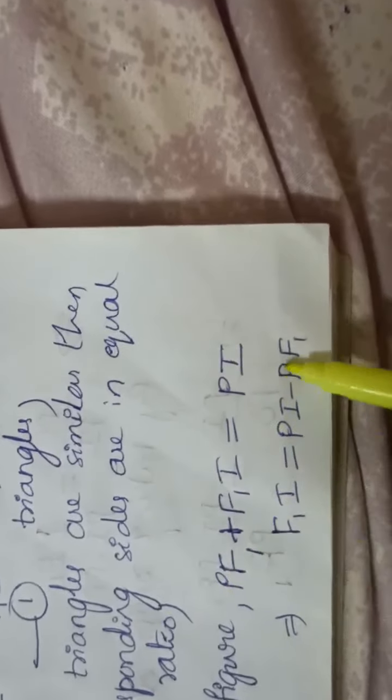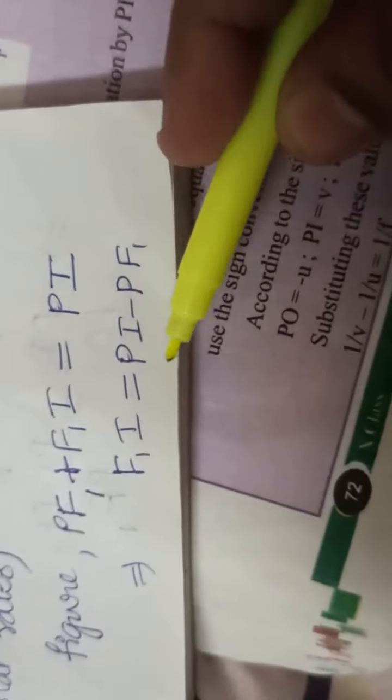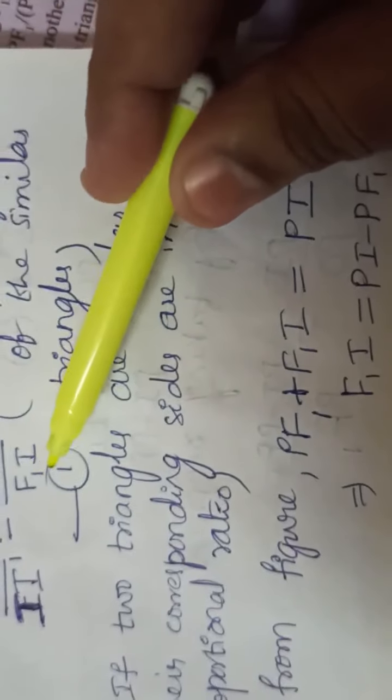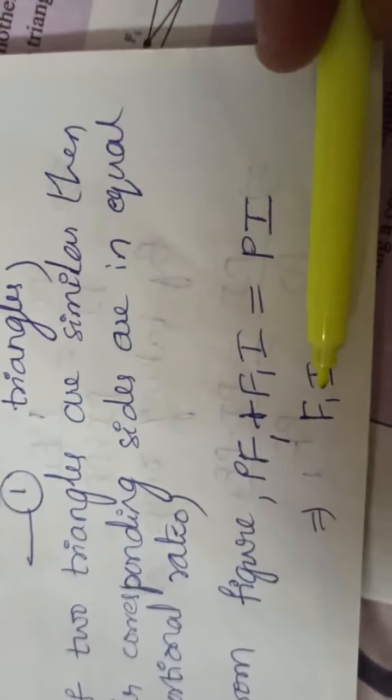F1I is equal to PI minus PF1. So I think you got this, children. Substitute this F1I value in equation number 1. In the place of F1I, I am substituting F1I is equal to PI minus PF1 in equation number 1.